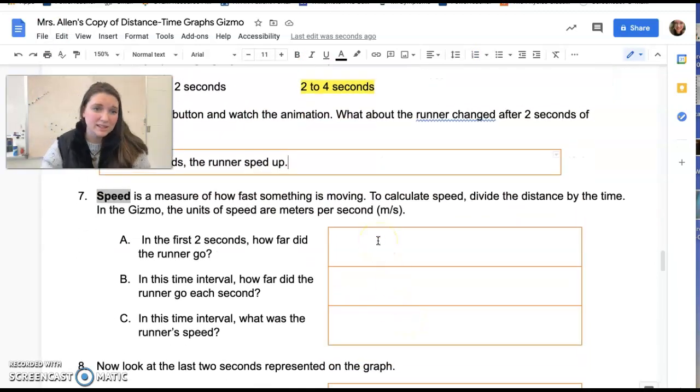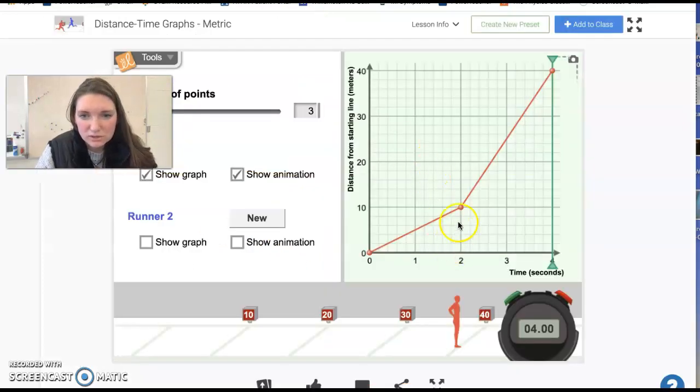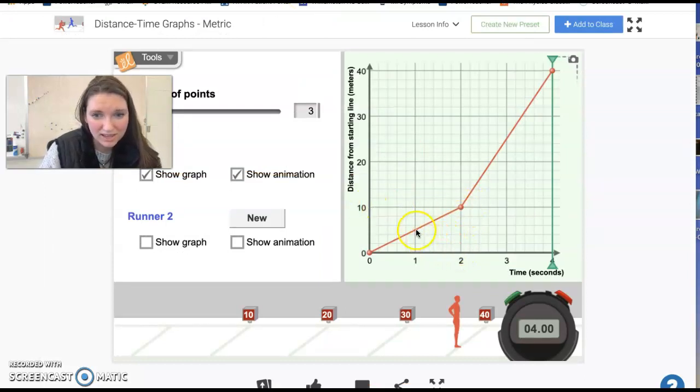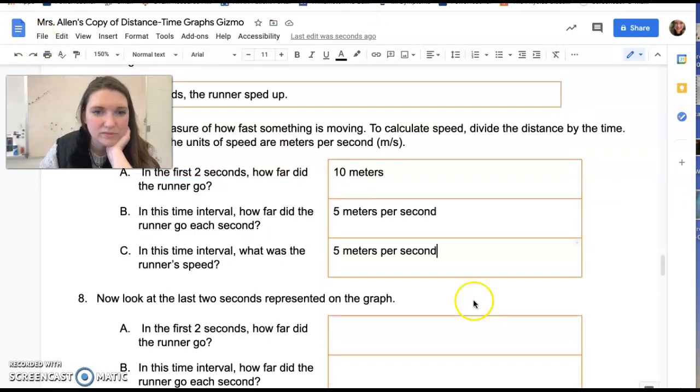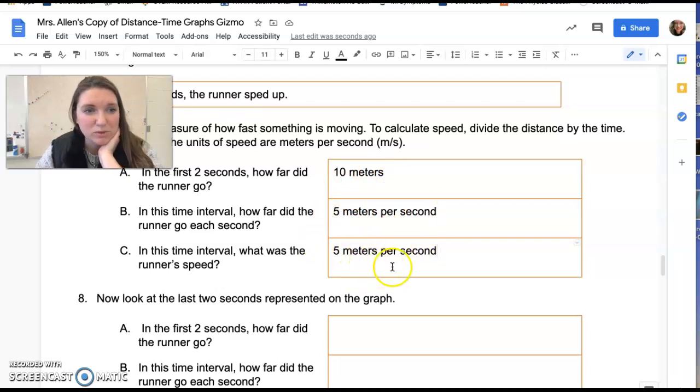So now we're going to calculate speed, and the way we do that is by dividing meters by seconds. In the first 2 seconds, how far did the runner go? 10 meters divided by 2 seconds. So he went 5 meters per second, and you can see that that is true because there's 5 meters per second right there. So the runner's speed is 5 meters per second.